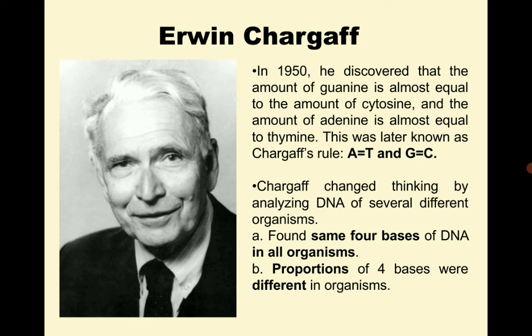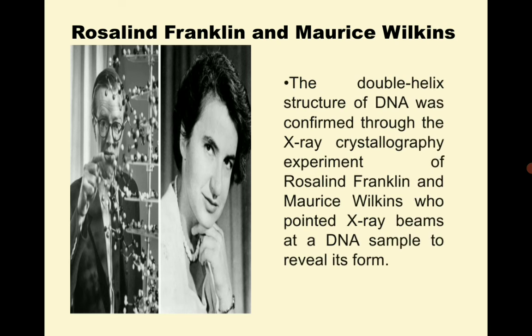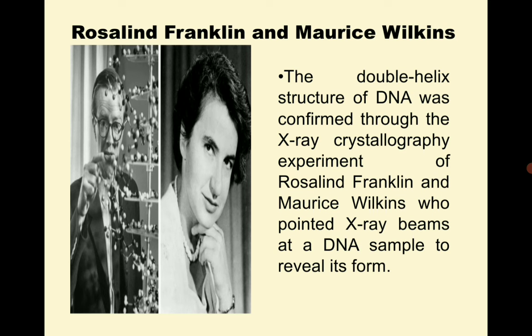The second rule states that the amount of each base, adenine, thymine, guanine, and cytosine, in the DNA varies from species to species. Moreover, the double helix structure of DNA was confirmed through the X-ray crystallography experiment of Rosalind Franklin and Maurice Wilkins, who pointed X-ray beams at the DNA sample to reveal its form.